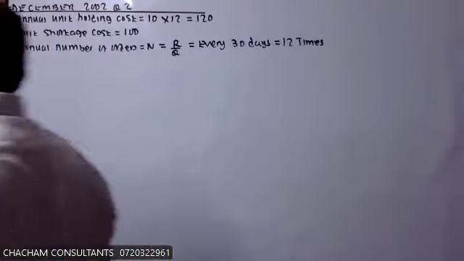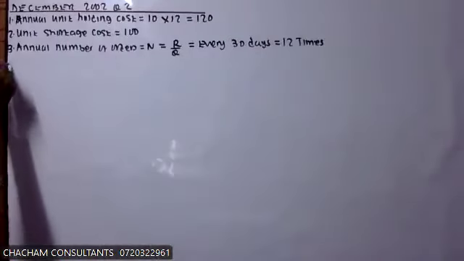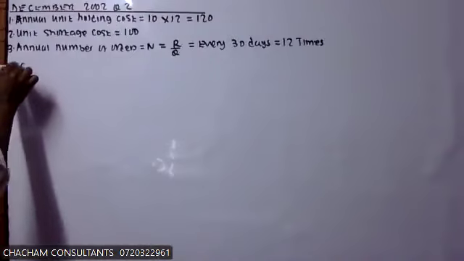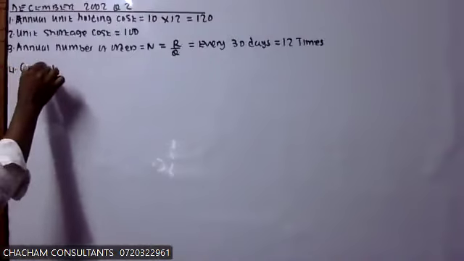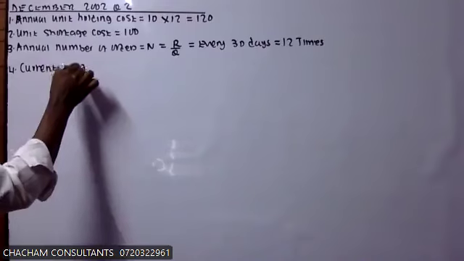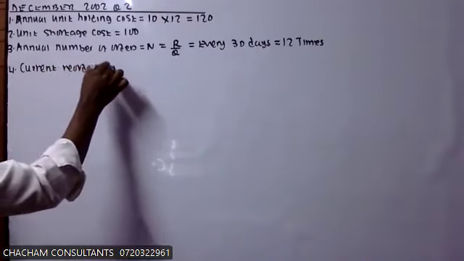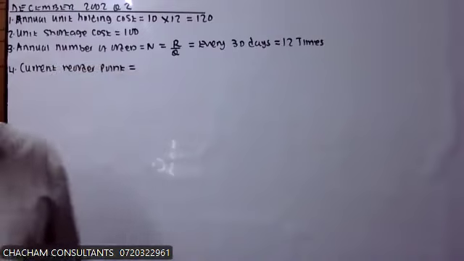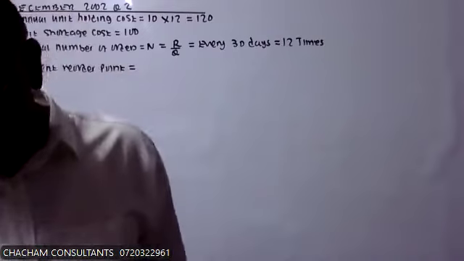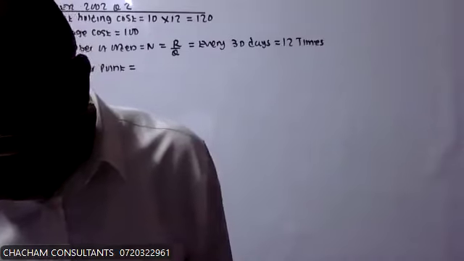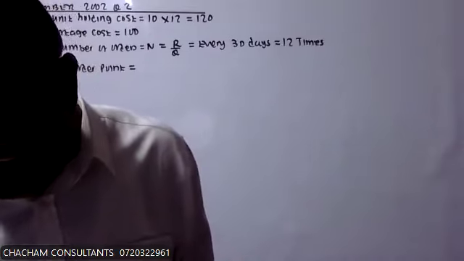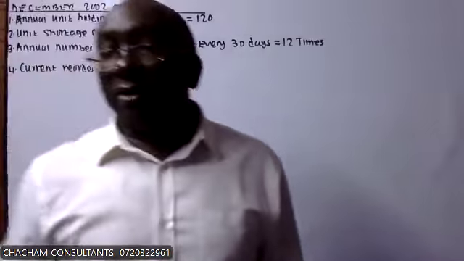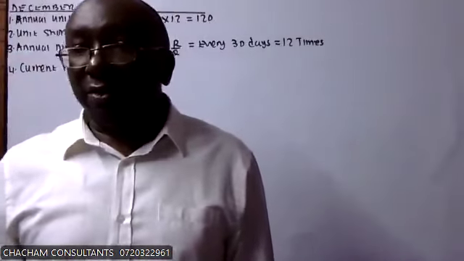After that, you get the current reorder point. For the current reorder point, you look to see if you have been given. This question has not given us, so if it has not given us, we run to the formula.